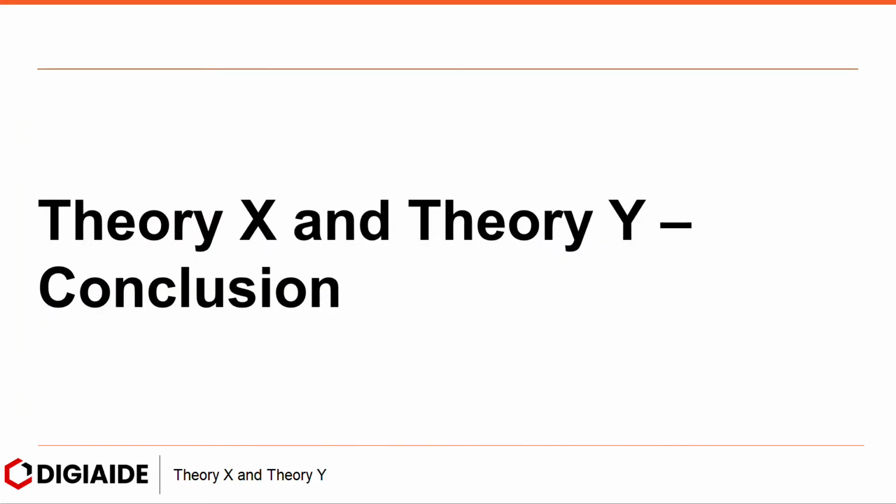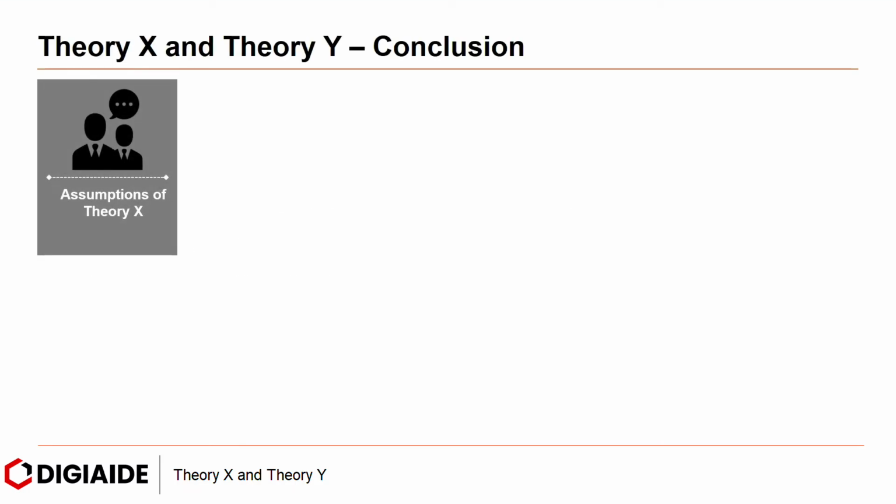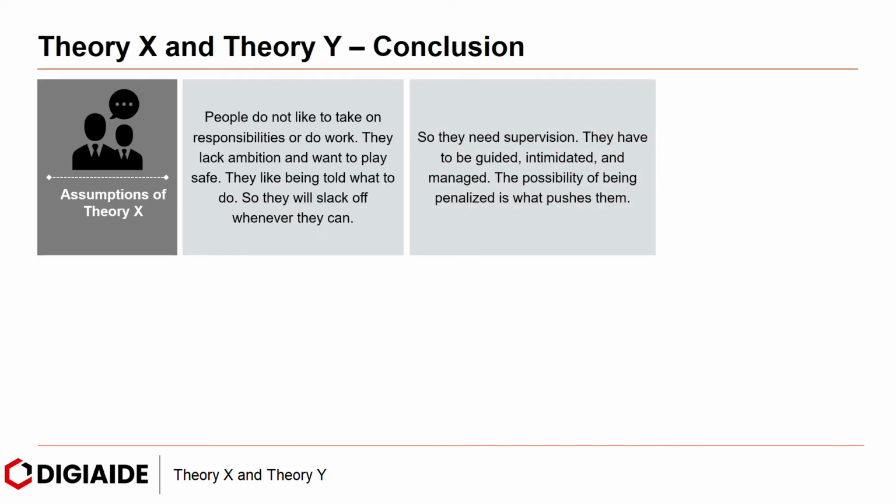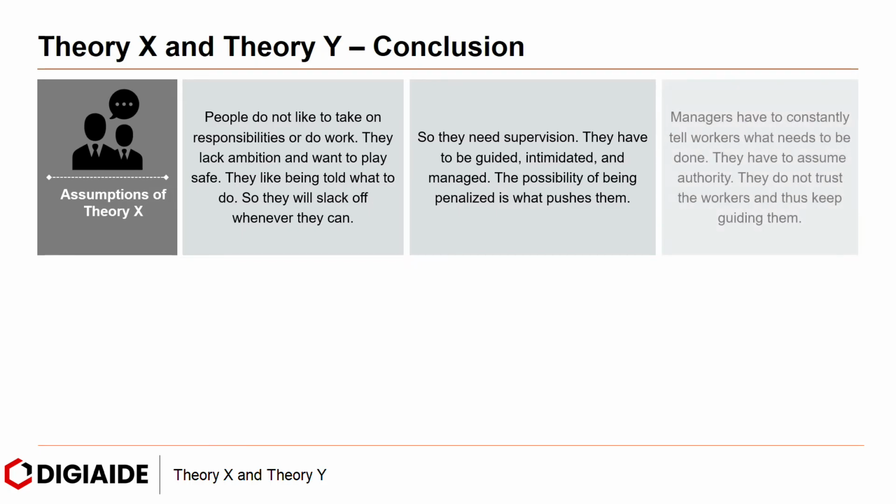And finally, to conclude, assumptions of Theory X. People do not like to take on responsibilities or do work. They lack ambition and want to play safe. They like being told what to do, so they will slack off whenever they can. So they need supervision. They have to be guided, intimidated, and managed. The possibility of being penalized is what pushes them. Managers have to constantly tell workers what needs to be done. They have to assume authority. They do not trust the workers and thus keep guiding them.